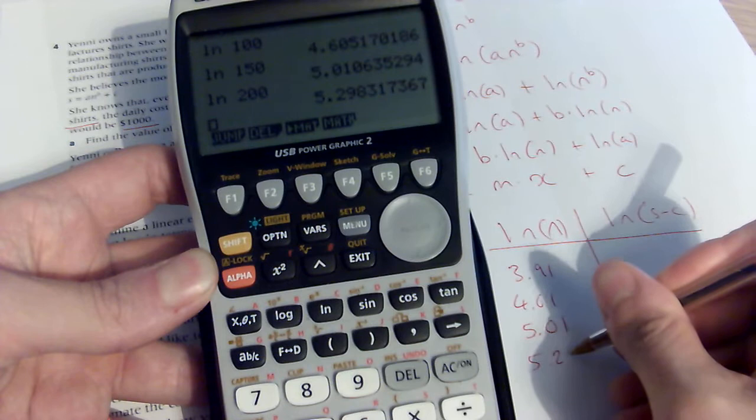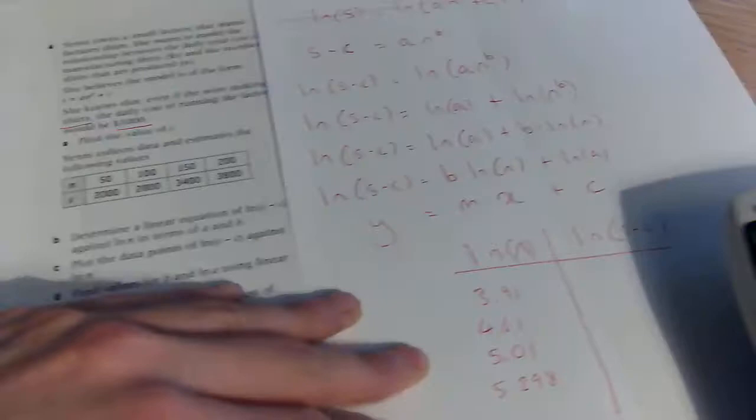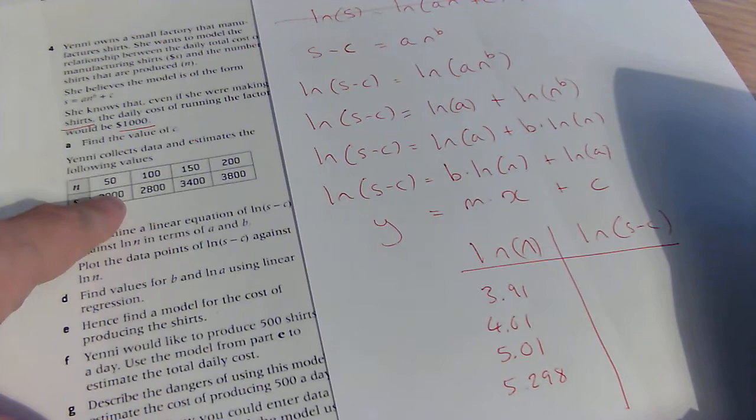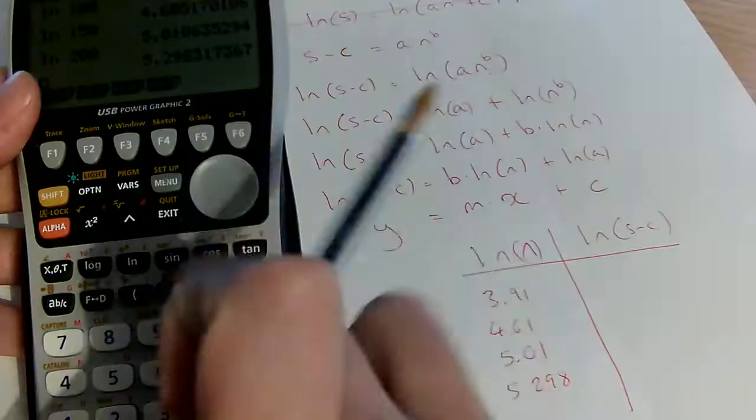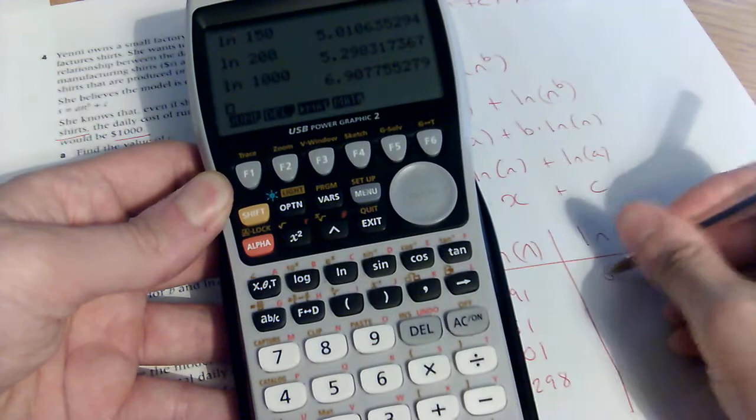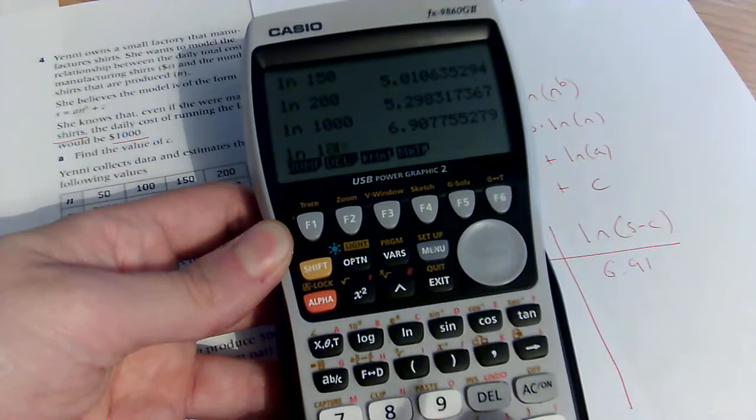And then over here, we've got natural log of S minus C. That means we're going to do the natural log of this, but also subtract the C. Remember, the C is 1,000, so we have to do that in this case, because that's not what's on the table originally. That's what we need to work out because of the rearrangement we did. So, for the first one, it's actually going to be natural log of 1,000, and it's 6.91 we'll go for.